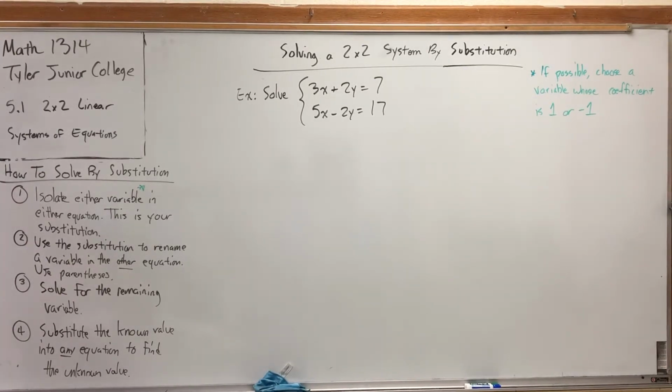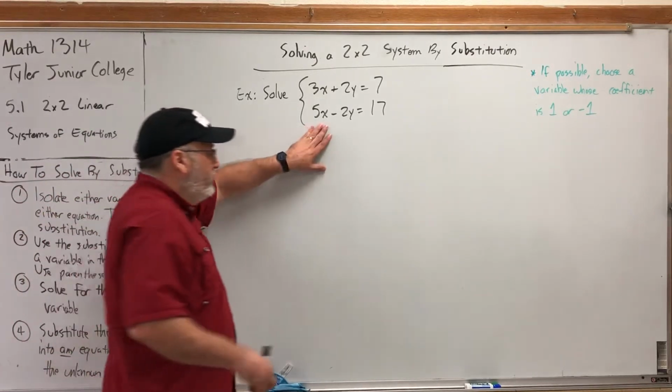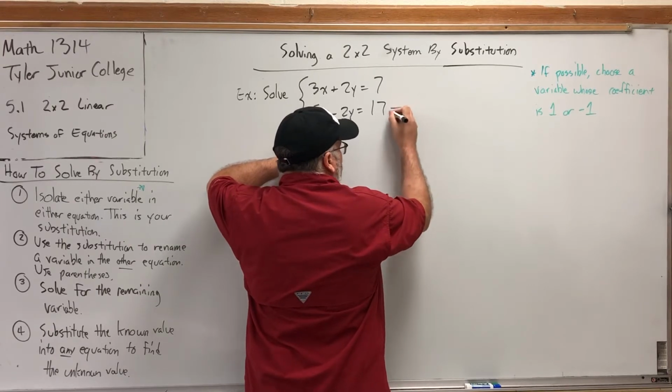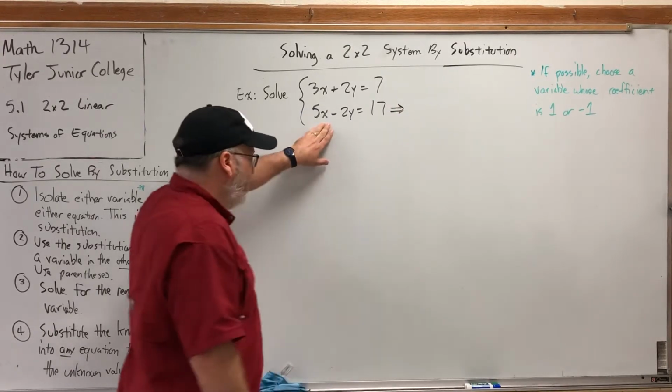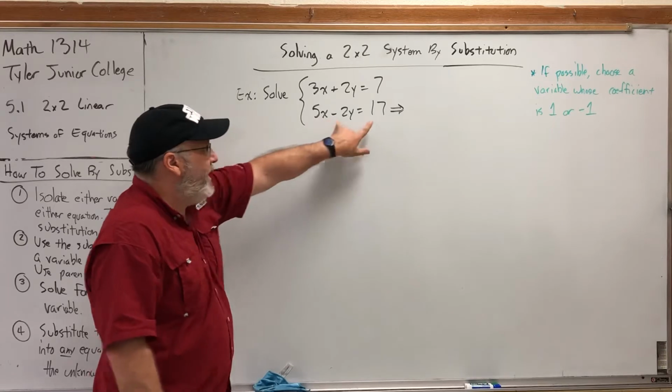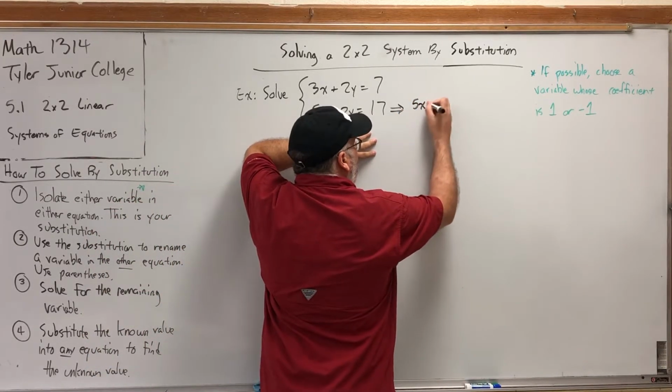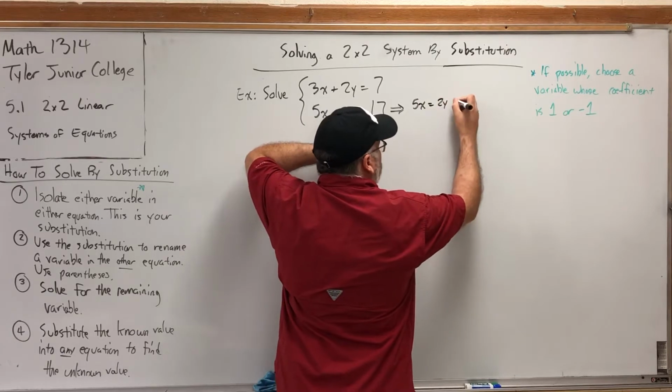Let's start with the first move, isolate any variable. Since none of them have a coefficient of 1 or -1, there's really no clear-cut winner here. So just pick one and go with it. Let's decide that for whatever reason you want to go with the second x. Why? Why not? If we were to solve this second equation for x, we would start by adding 2y to both sides. And that would give us 5x equals 2y plus 17.